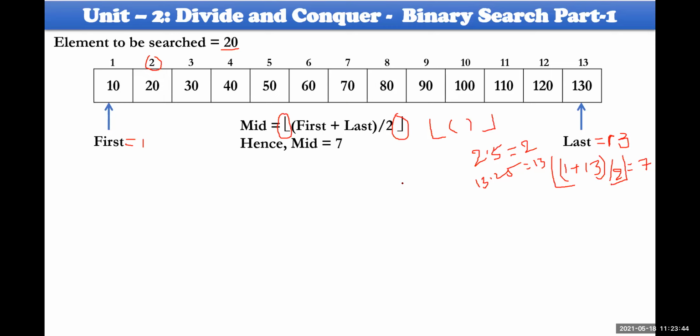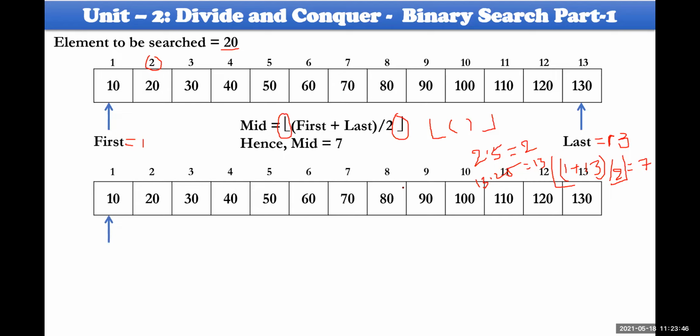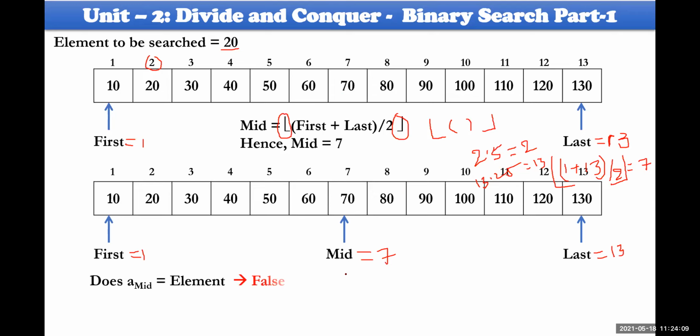So here, we would like to identify the mid. First is this one, last is this one, and mid is here. So first will be equal to 1, last will be equal to 13 so far, and mid equal to 7 so far. Then what is the next operation we have to take? Whether a of mid equals x or not. That is going to be checked here.